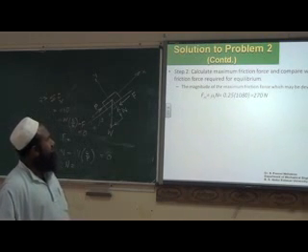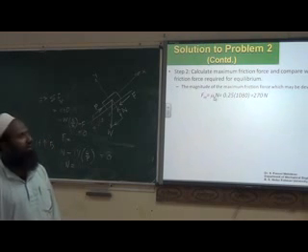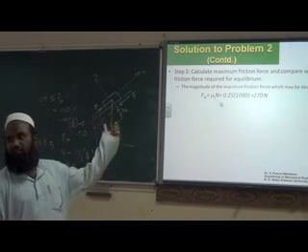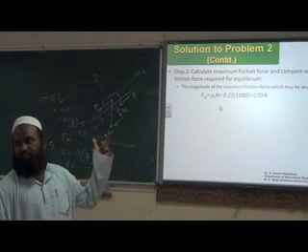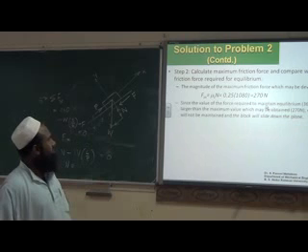Now we have to find out the maximum frictional force considering your mu. You are given mu as 0.25. So maximum frictional force will be mu into N, static friction. Mu into N. So it's 270 Newton.